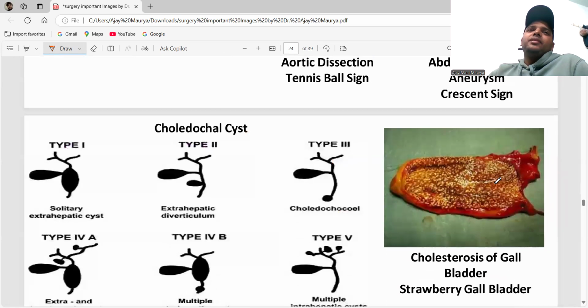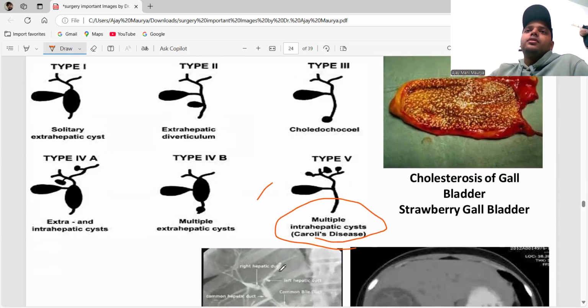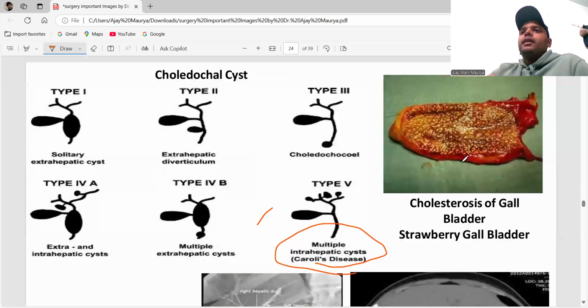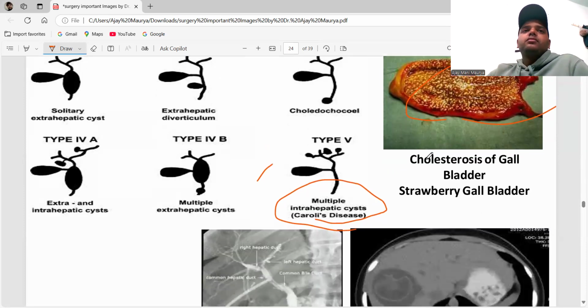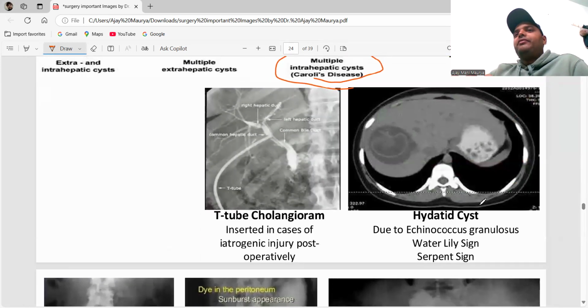Guys, remember this from the choledochal cyst classification. This is type 5, associated with Caroli's disease. This is the strawberry gallbladder as well as cholesterosis of the gallbladder here. I think everyone knows about this one. This is the examiner's favorite.